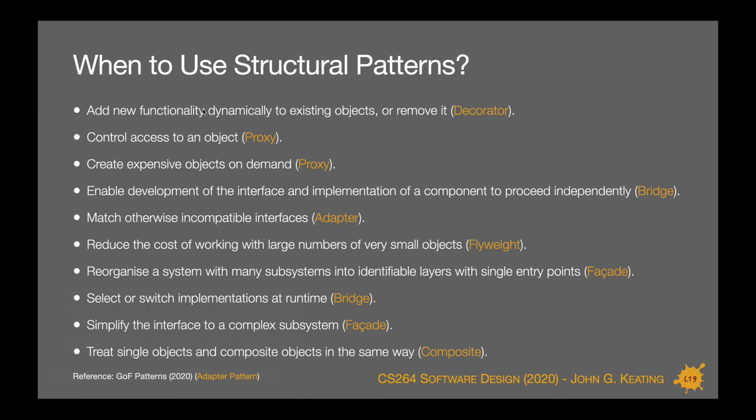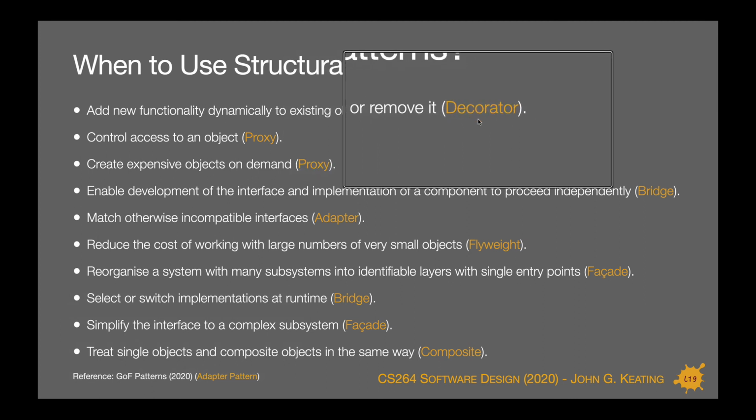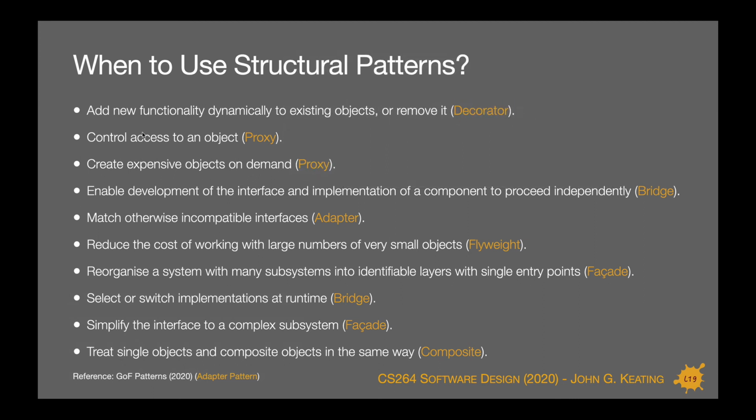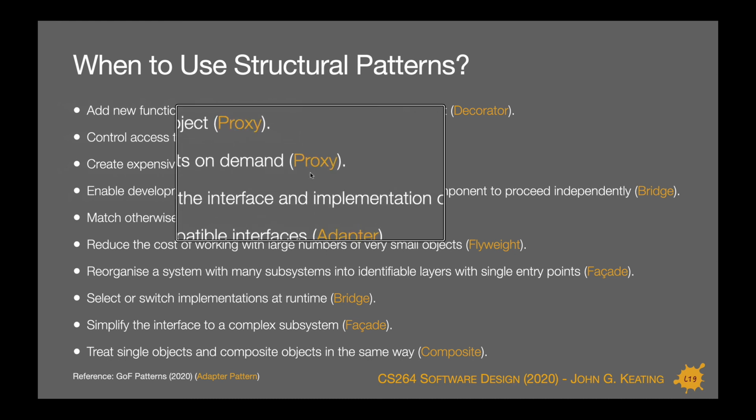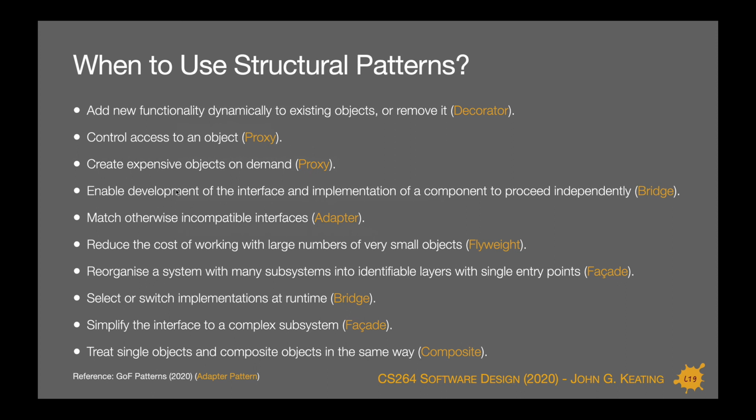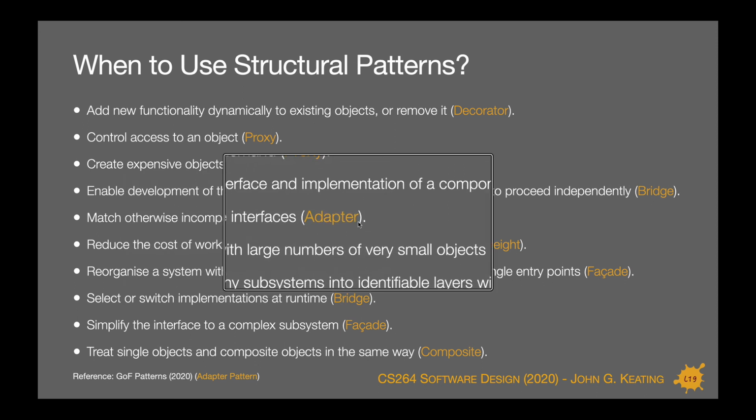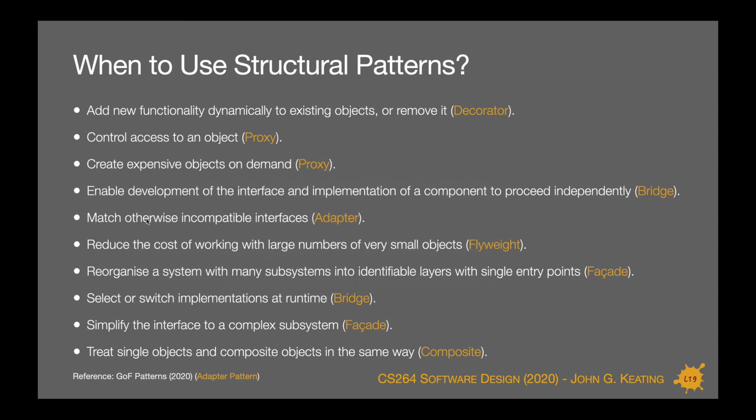If you want to add new functionality dynamically to existing objects or remove it, use the decorator pattern. If you want to control access to an object, use the proxy pattern. If you want to create expensive objects on demand, use the proxy. Want to enable development of the interface and an implementation of a component to proceed independently, use a bridge. If you want to match otherwise incompatible interfaces, use adapter. And we saw that in the last example. We'll see bridge in the next lecture.